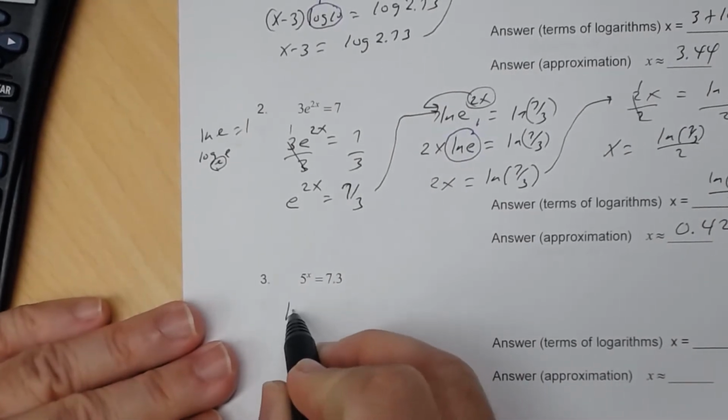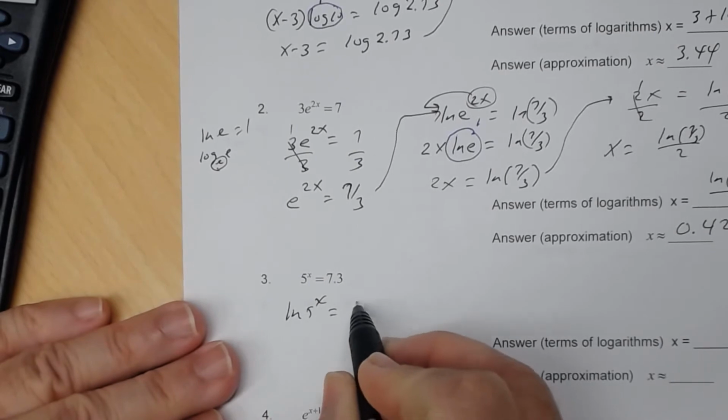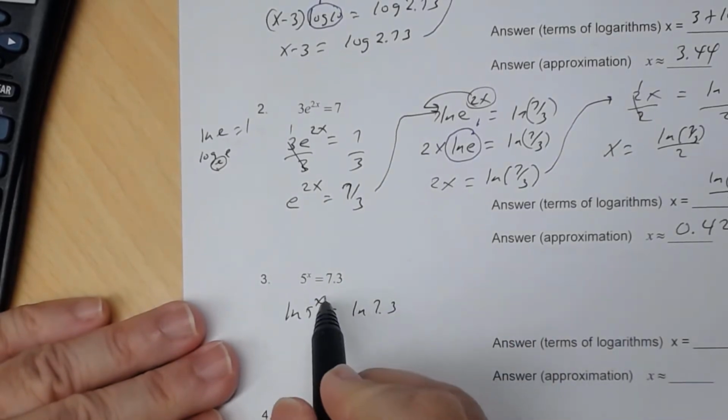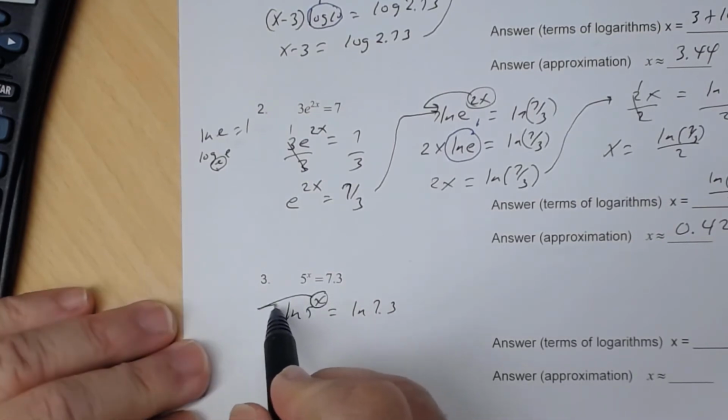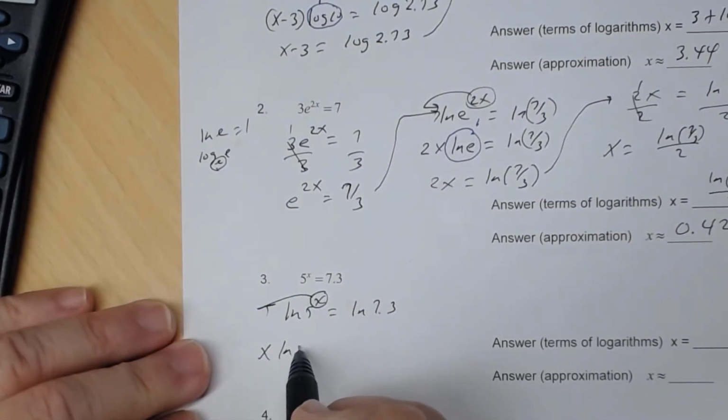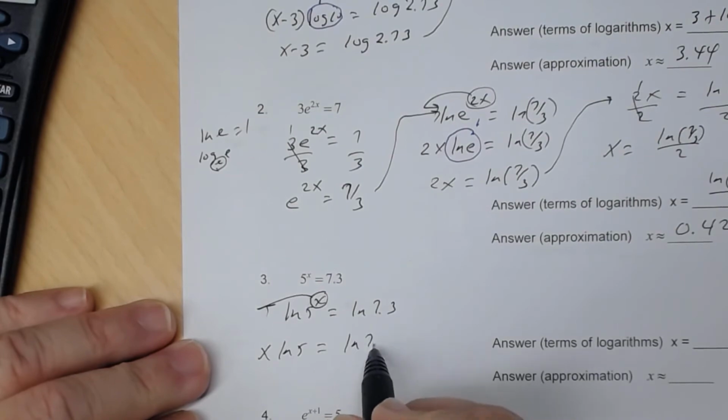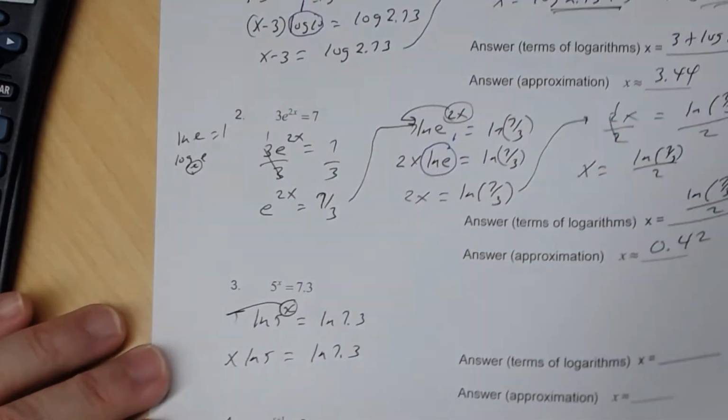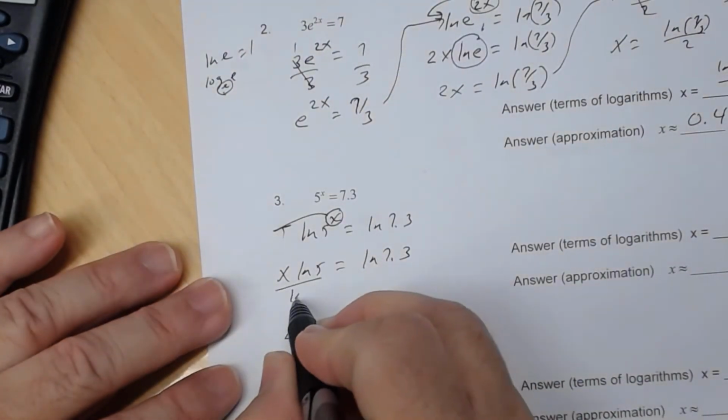Okay, over here, I'm just going to go ahead and take the natural log of both sides. So I'm going to get the natural log of 5 to the x power equals the natural log of 7.3. Now, I'm going to pull the exponent out in front using a power rule. So I get x natural log of 5 equals natural log of 7.3. Alright, so then to get x by itself, I'm going to divide both sides by the natural log of 5.